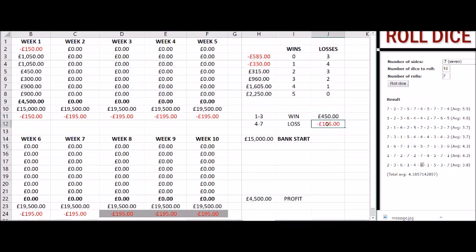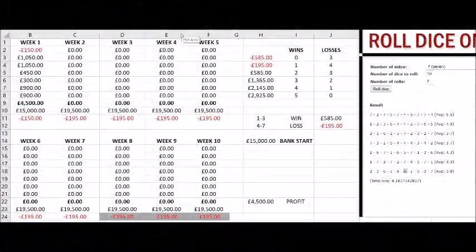Here we go. I forgot to, so that's equals J12 times 3. So this now becomes 585, and as you can see now, things have changed. So we're going to roll on to week number 2.